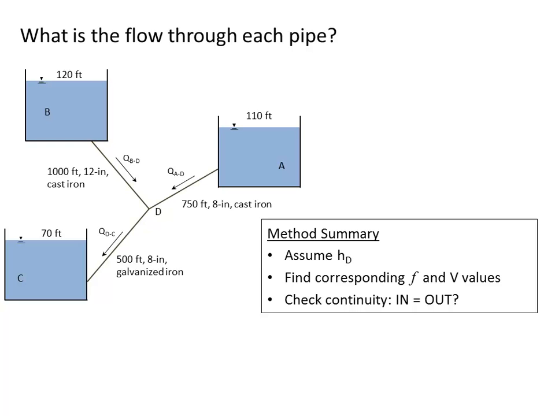Just to remember what we did last time, we had this situation where three reservoirs were connected in a common junction, and the uncertainty arose from what the flow rates would be in each of the pipes, and then for the pipe going to the middle reservoir, what direction the flow would be. And so what we did was since we don't know exactly how much energy there is at D, we just assumed something, and we had to come up with some corresponding friction factor and velocity based on that assumption, and then we iterated back and forth by checking the continuity expression.